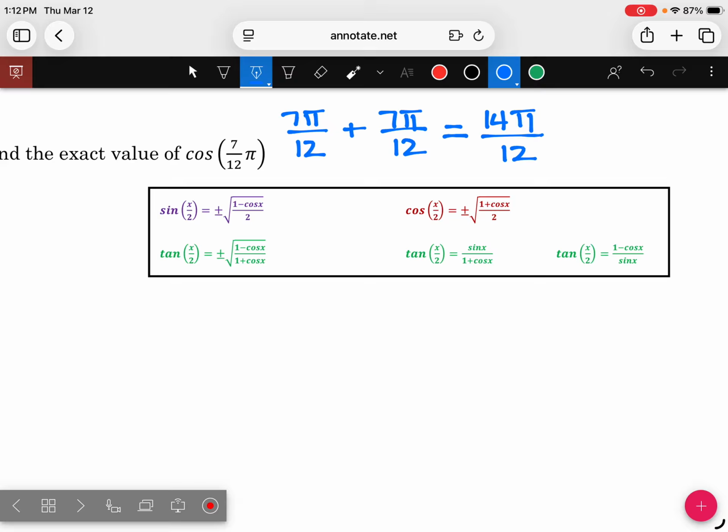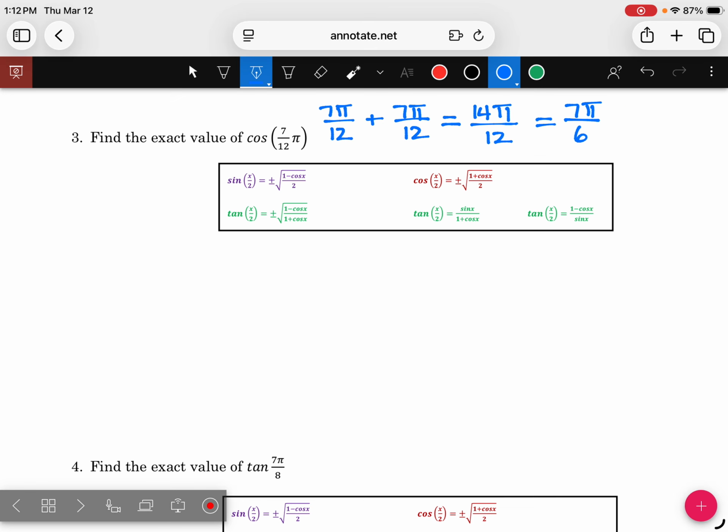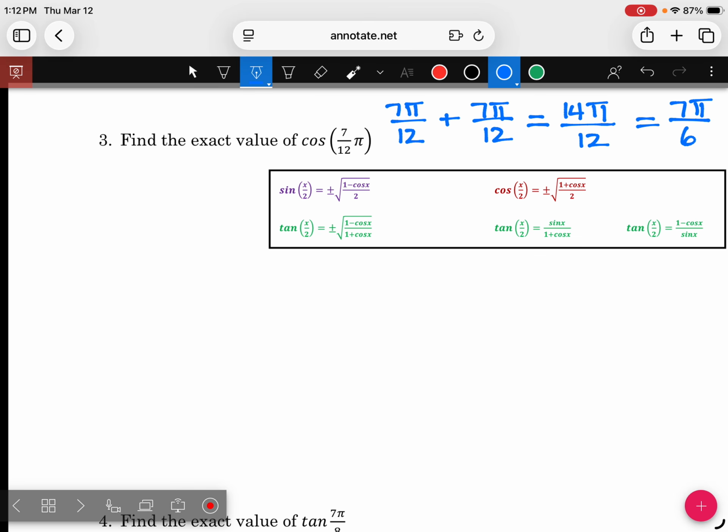All right, what is 14 over 12 reduced down to? 7 pi over 6. All right, is that on our unit circle? Is there a 7 pi over 6 on our unit circle? Okay, good. So I'm going to take the cosine, and the angle I'm going to divide in half is 7 pi over 6. So now let's go back to when we started this. Let's go back to this 7 pi over 12.